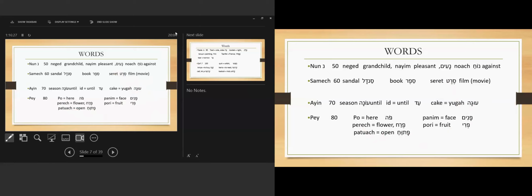Nun. Nun is 50. Its value is 50. Right. Nun is neged. Neged is a grandchild. Oh dear, I didn't put the neged in. It's neged, and it's got the 3 dots and 3 dots. Neged, my grandchild.